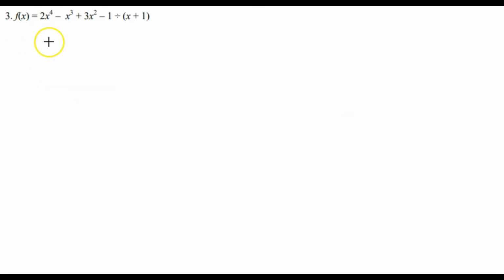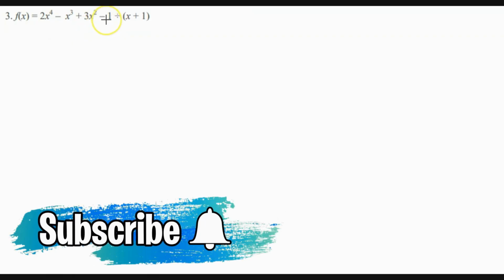Now, taking our last question, we're looking at the division of the polynomial function 2x^4 minus x cubed plus 3x squared minus 1 divided by x plus 1. In this question, as I always say, before you can use a long division approach, you must see to it that the polynomial function is written in its standard form. By looking at our polynomial function, it's missing the x term.